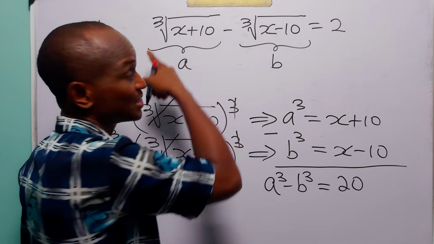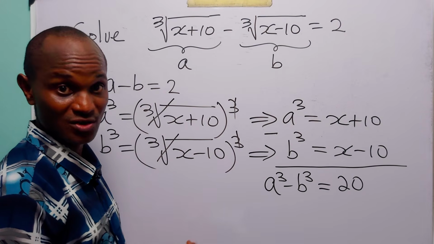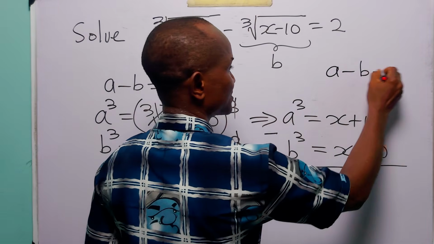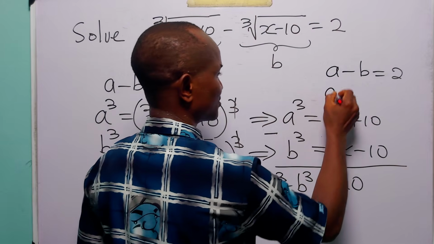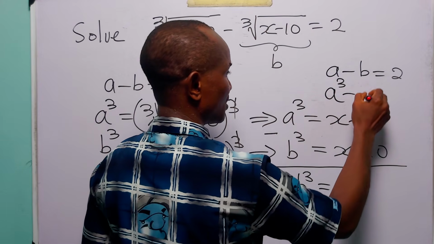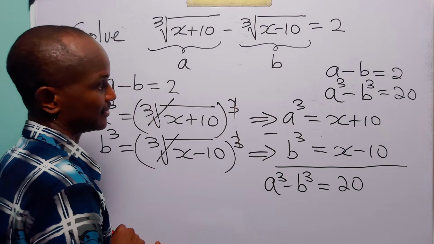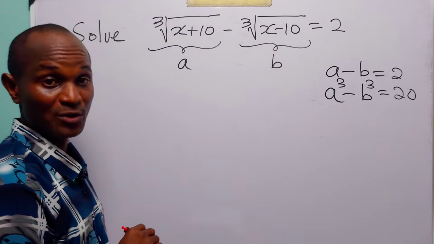So from this cube root equation, we have been able to generate a system of simultaneous equations. The first equation is a minus b is equal to 2. And the second equation is a cubed minus b cubed is equal to 20. Now, there are several ways of solving this system of equations.